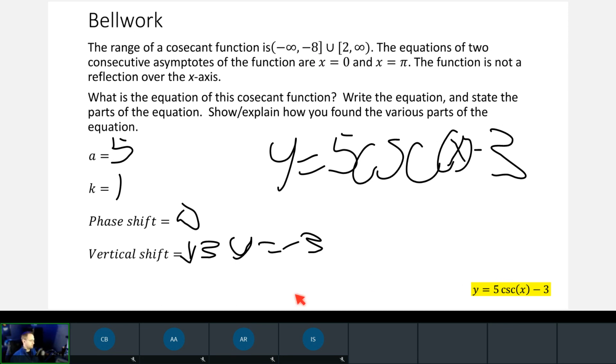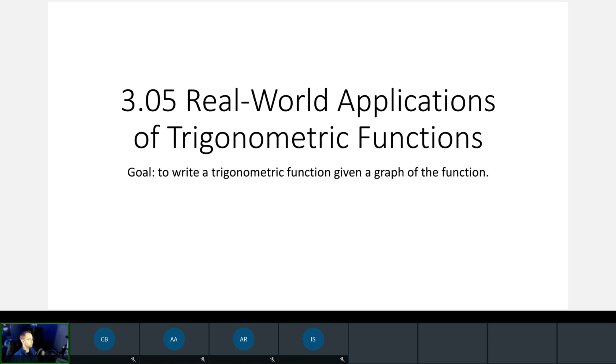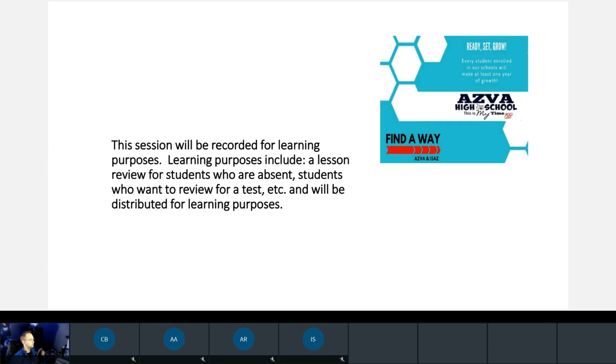Okay, everyone. This is day 1 of only one of this lesson, 3.05. We only have 1 day of this. This is real-world applications of the trig functions. Make sure your hand is all stretched out because there's a lot of writing involved and a lot of thinking. All right, we're being recorded.